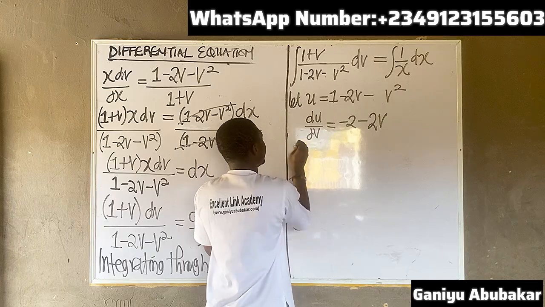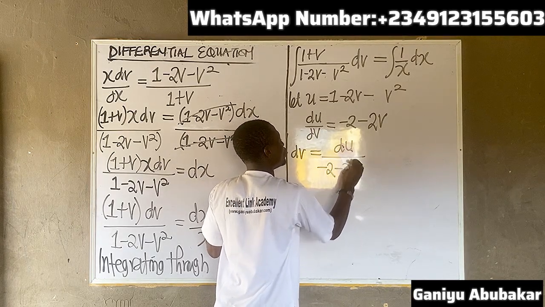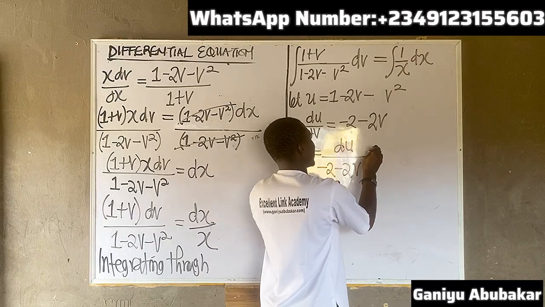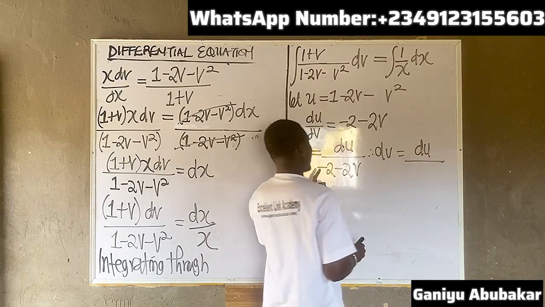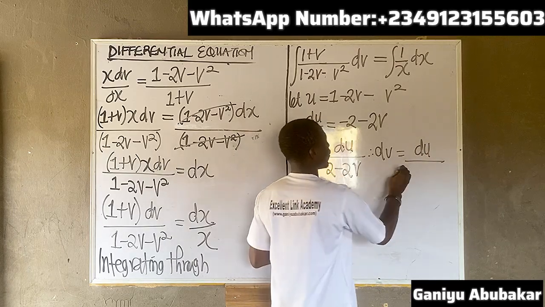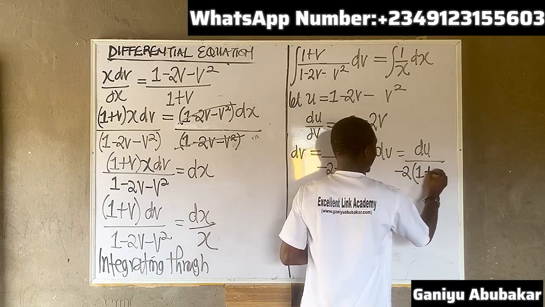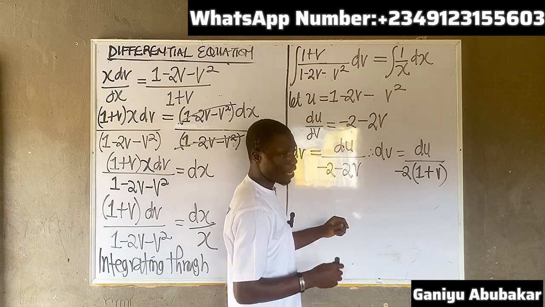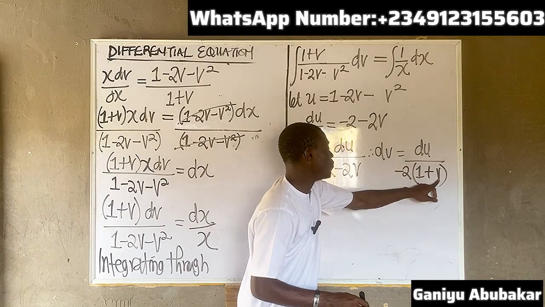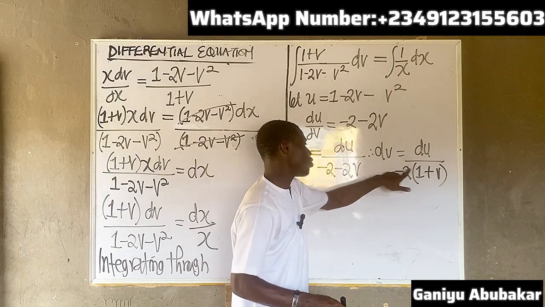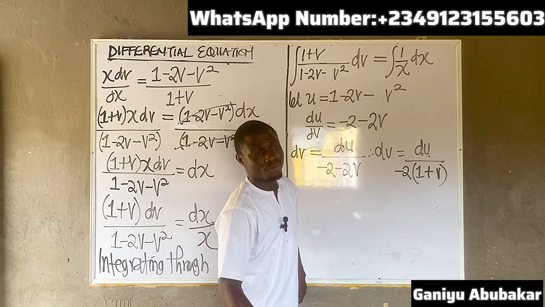Make dv the subject. From here, dv gives you du over minus 2v. This can be expressed as, dv can still be expressed as du over minus 2, minus is common, that gives you minus 2 into 1 plus v. I factorize. Minus 2 times 1 gives you minus 2. Minus 2 times plus v gives you minus 2v. So this and this are still the same thing, right?